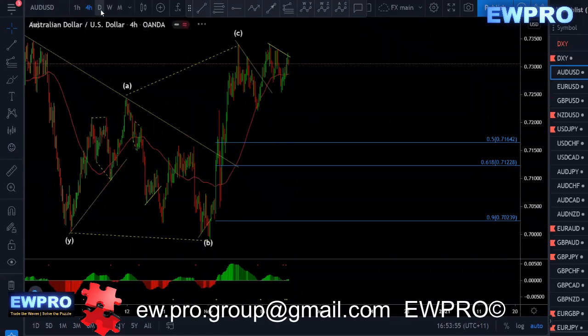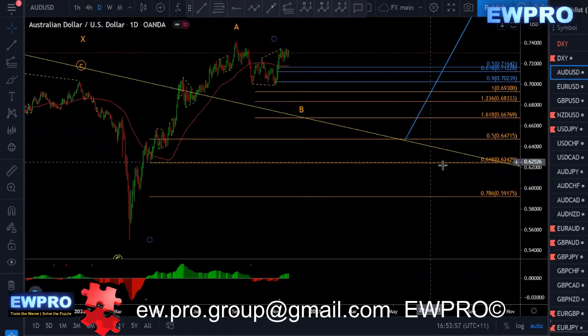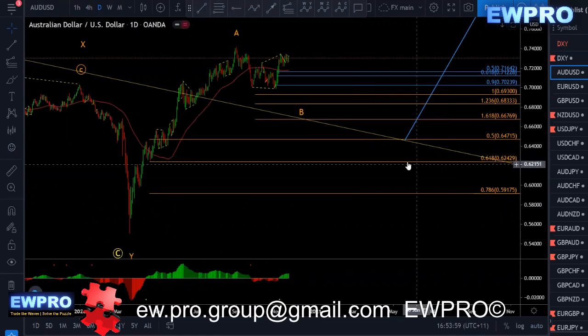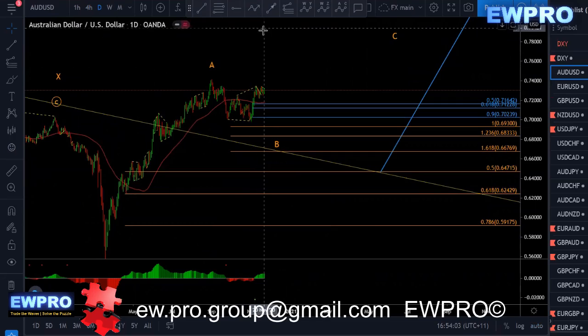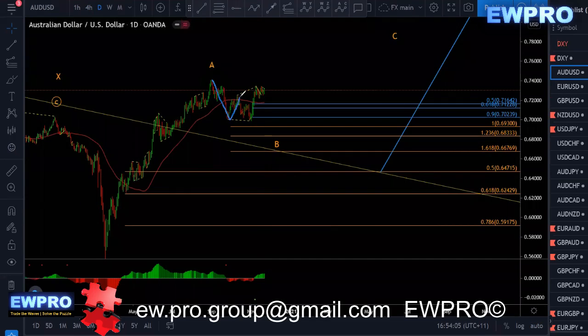AU, again on the daily, we don't quite know if this is all the correction. I don't like this as all the correction. It's this A, B, C here. It just doesn't look right. I'd like to see the larger correction, so we get another one down here to finish off this B wave, then look for the buys.